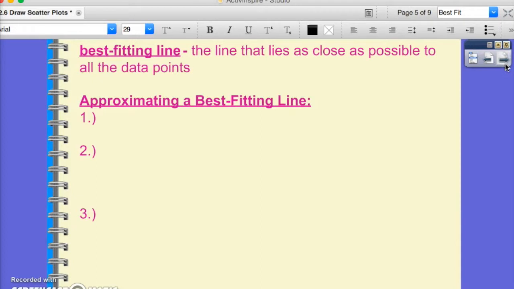So best fitting line, how do we do this mathematically? What if we want to actually solve something? The line that lies as close as possible to all the data points. So how do we solve them? All right.